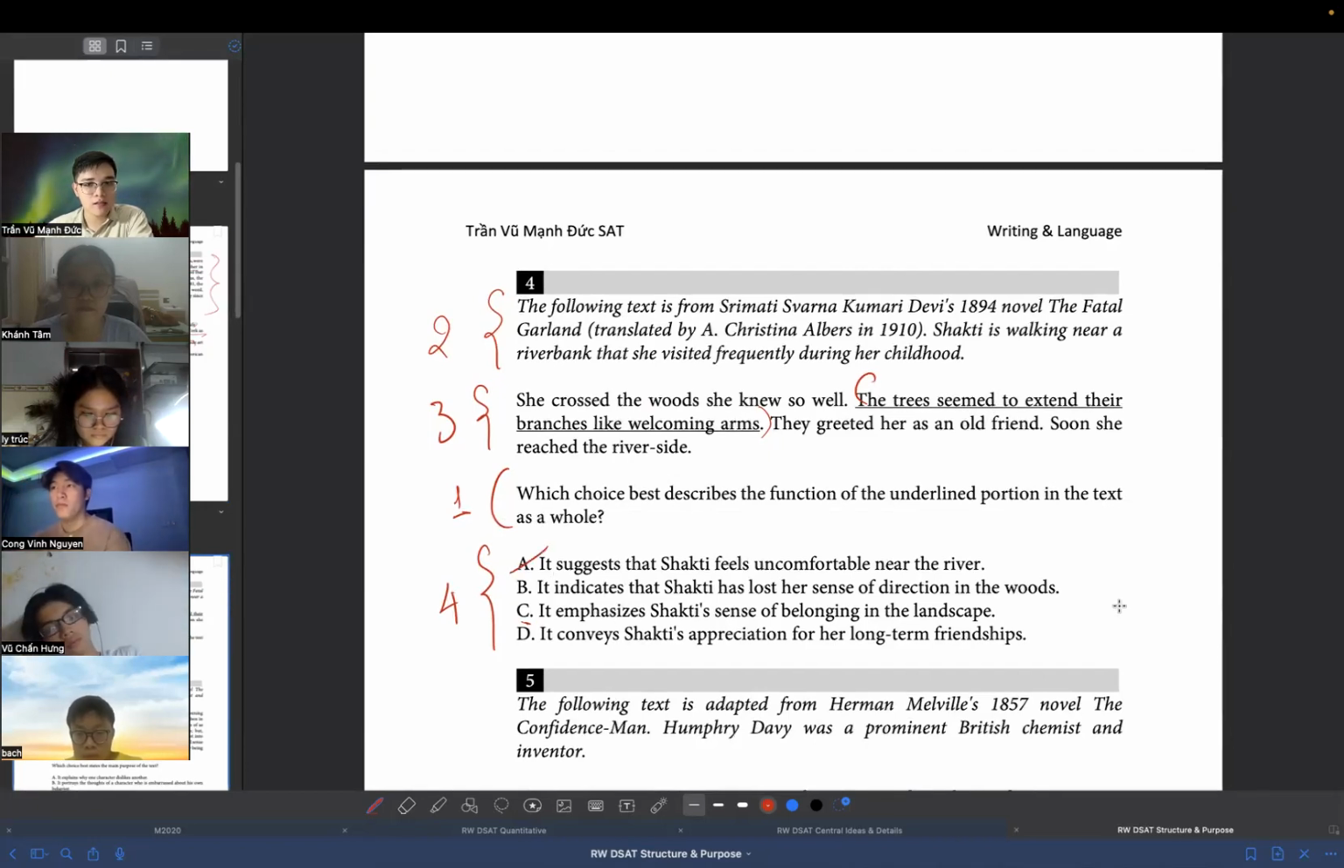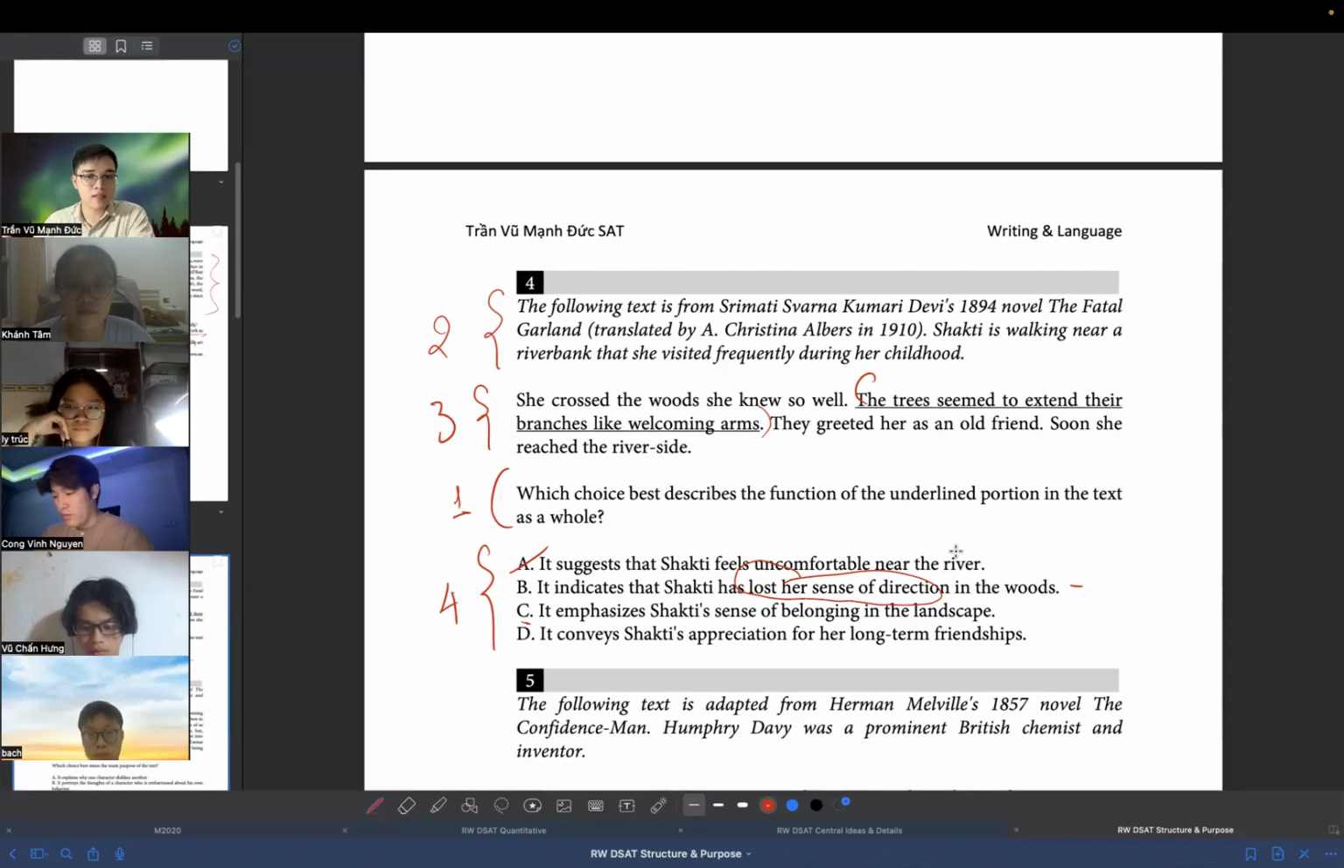What about B? Can you just POE for me? How is B wrong? It's wrong because in the paragraph it said that she crossed the woods she knew so well, but in B, it says she lost her sense of direction. Yes, exactly. So you even know where to look. What is precisely the word that is contradicting this option? So that makes this extra good. If you can do it like that, you find a specific phrase in the paragraph. In this one, it's very short, so it's quite easy to spot.